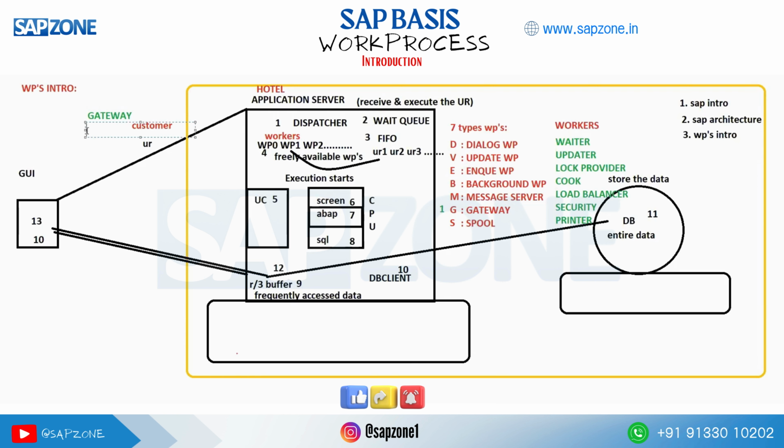Gateway work process will check port and protocol. Please make a note. Gateway work process will check port and protocol. Port, dispatcher port. 32 followed by the instance number, like this, you just mention.